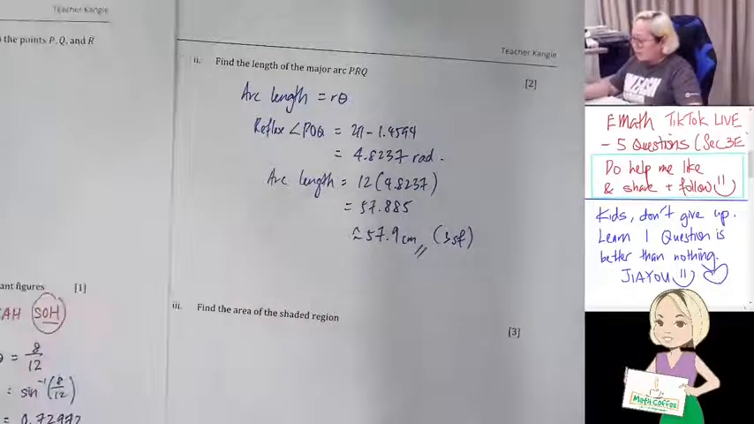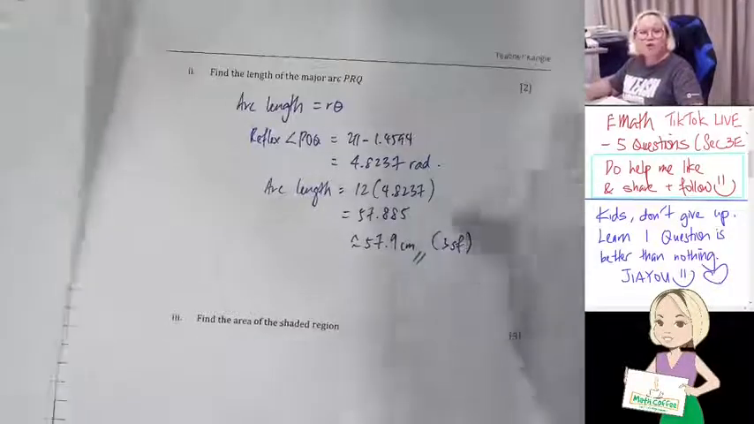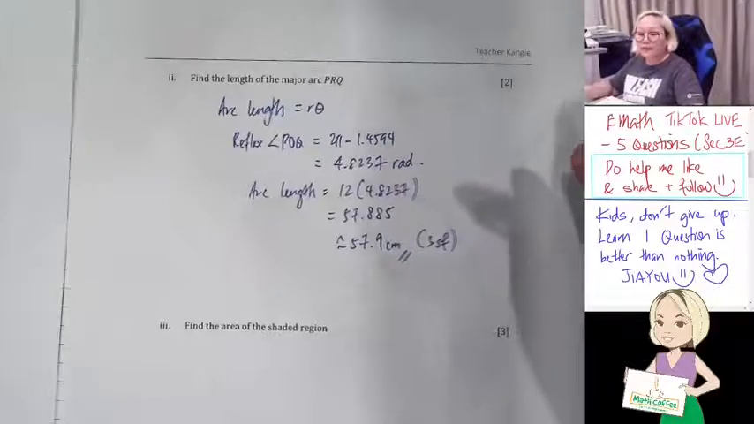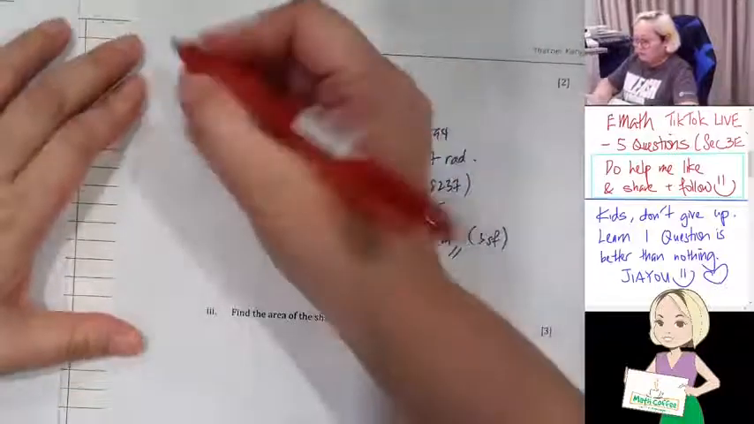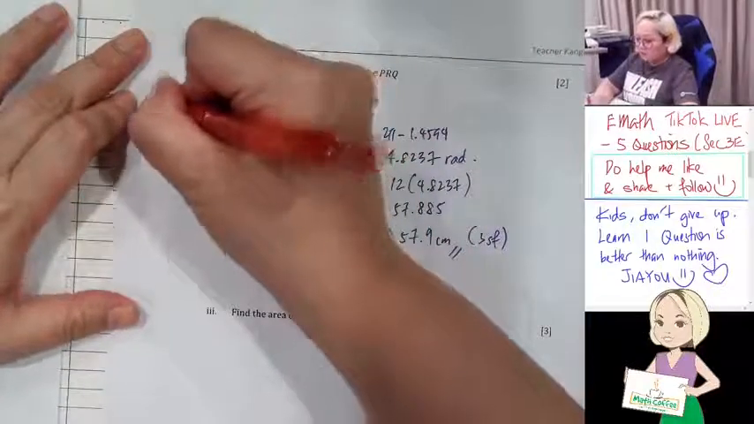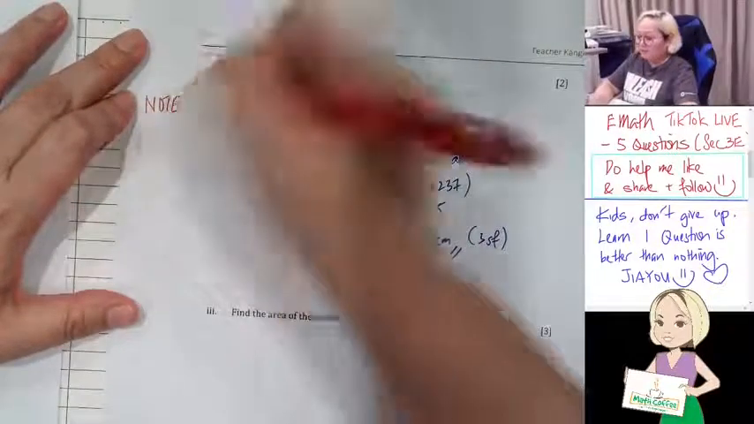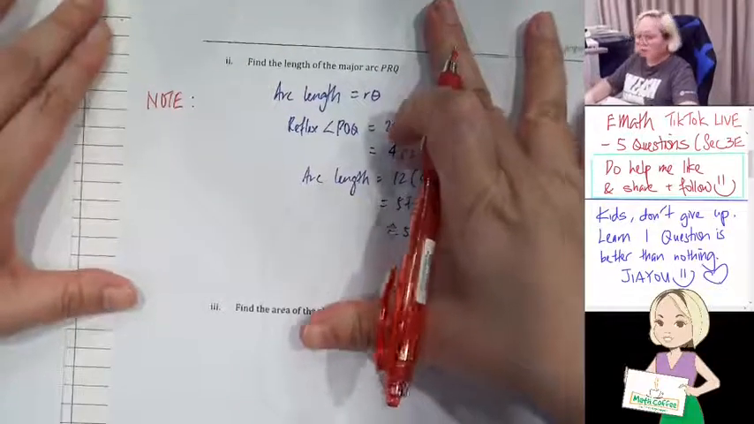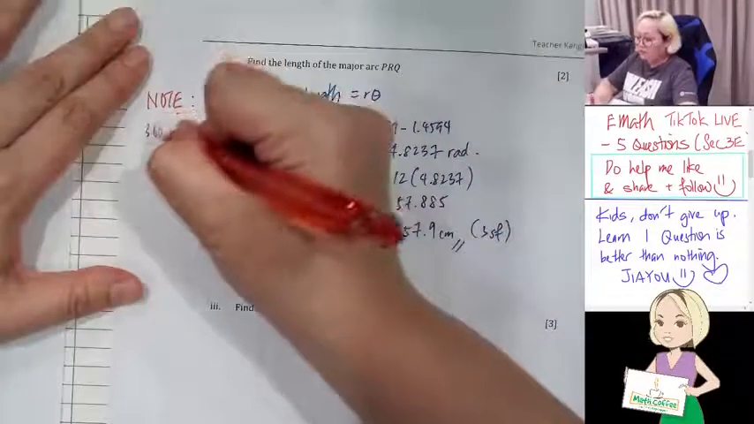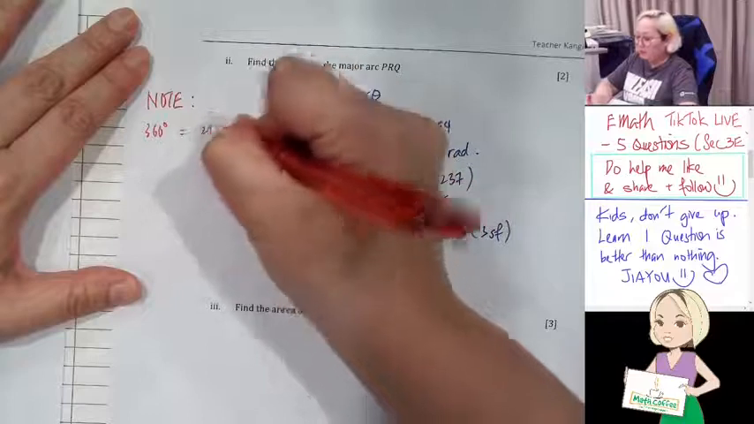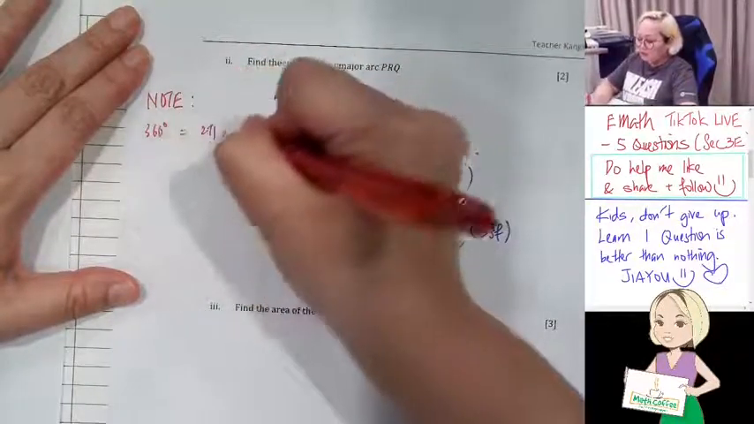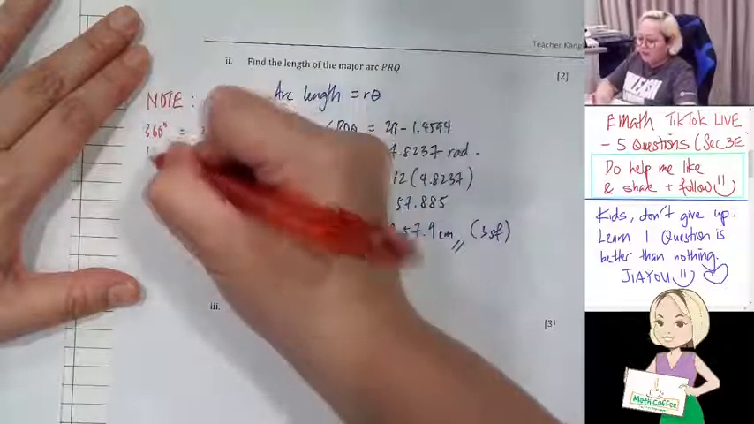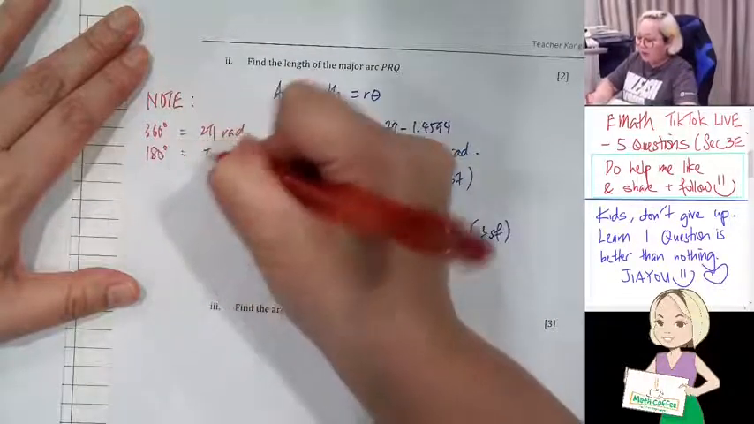Okay. So just a side note over here: how do you convert between radian and degree? Just a note over here, conversion. You must know that 360 degrees is equal to 2 pi radian, and 180 degrees is equal to pi radian.